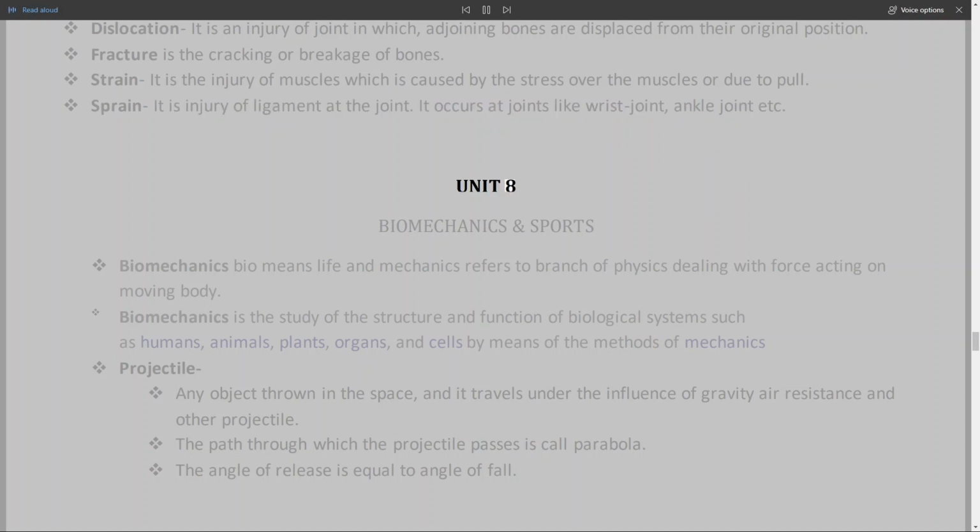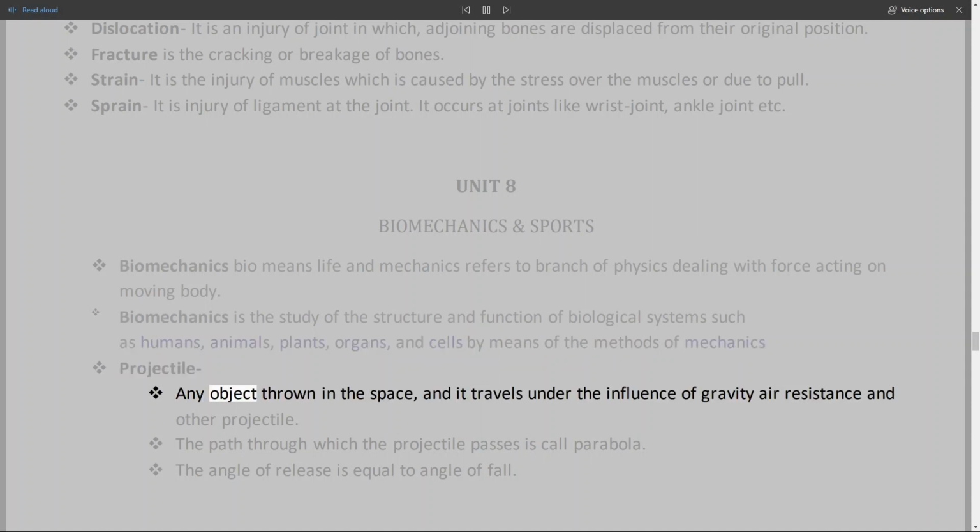Unit 8. Biomechanics and sports. Biomechanics: bio means life and mechanics refers to the branch of physics dealing with force acting on a moving body. Biomechanics is the study of the structure and function of biological systems such as humans, animals, plants, organs, and cells by means of the methods of mechanics.